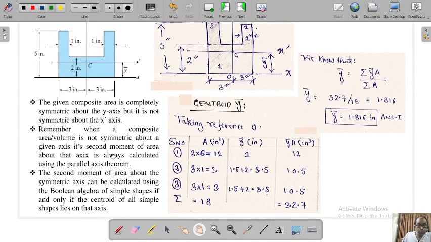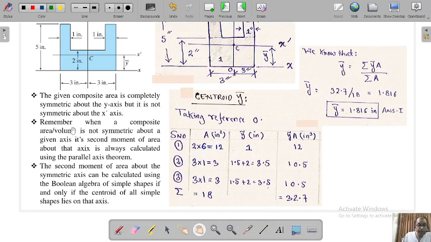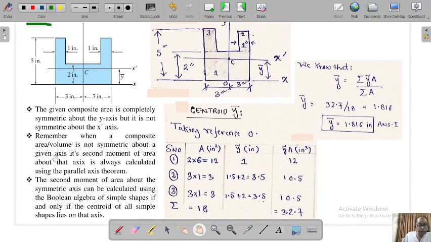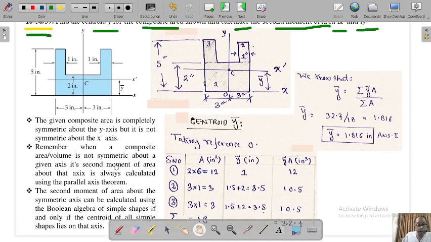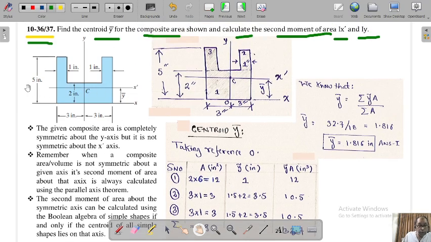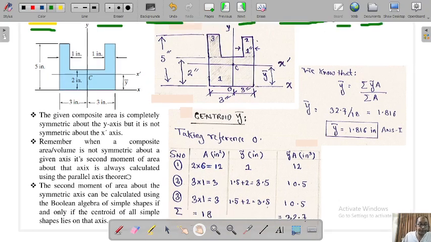Second very important point: when a composite area is not symmetric about a given axis, its second moment of area is always calculated using the parallel axis theorem about that axis. So whenever we calculate Ix' for this area, we will be using the parallel axis theorem.